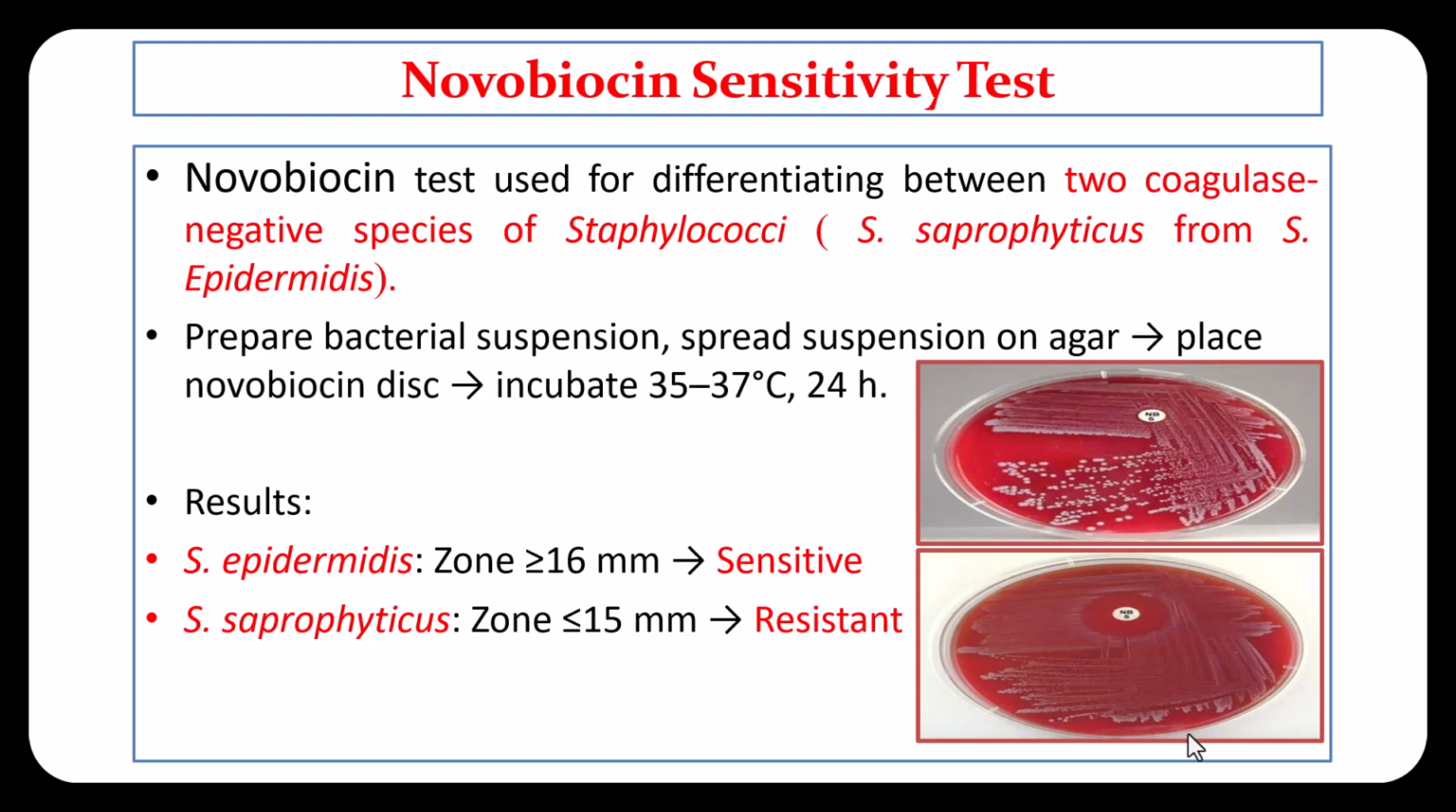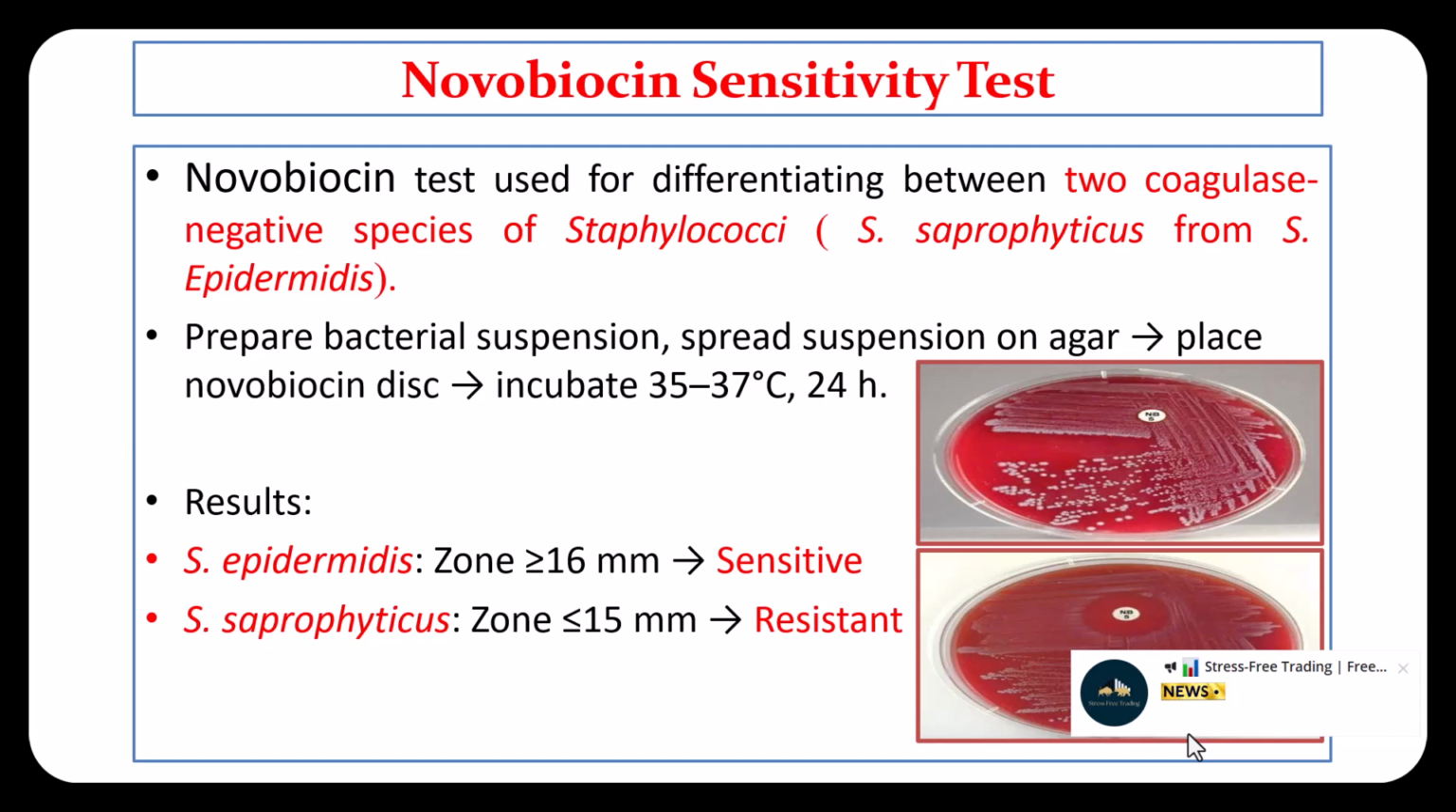The procedure of this test: prepare the bacterial suspension 0.5 according to the McFarland standard and spread the suspension on agar, then put the novobiocin disc and incubate it at 37 degrees for 24 hours. After incubation, we observe the result. If the zone of inhibition around the disc is more than or equal to 16 millimeters, it indicates the sensitivity of the bacteria to this antibiotic, which indicates Staphylococcus epidermidis.